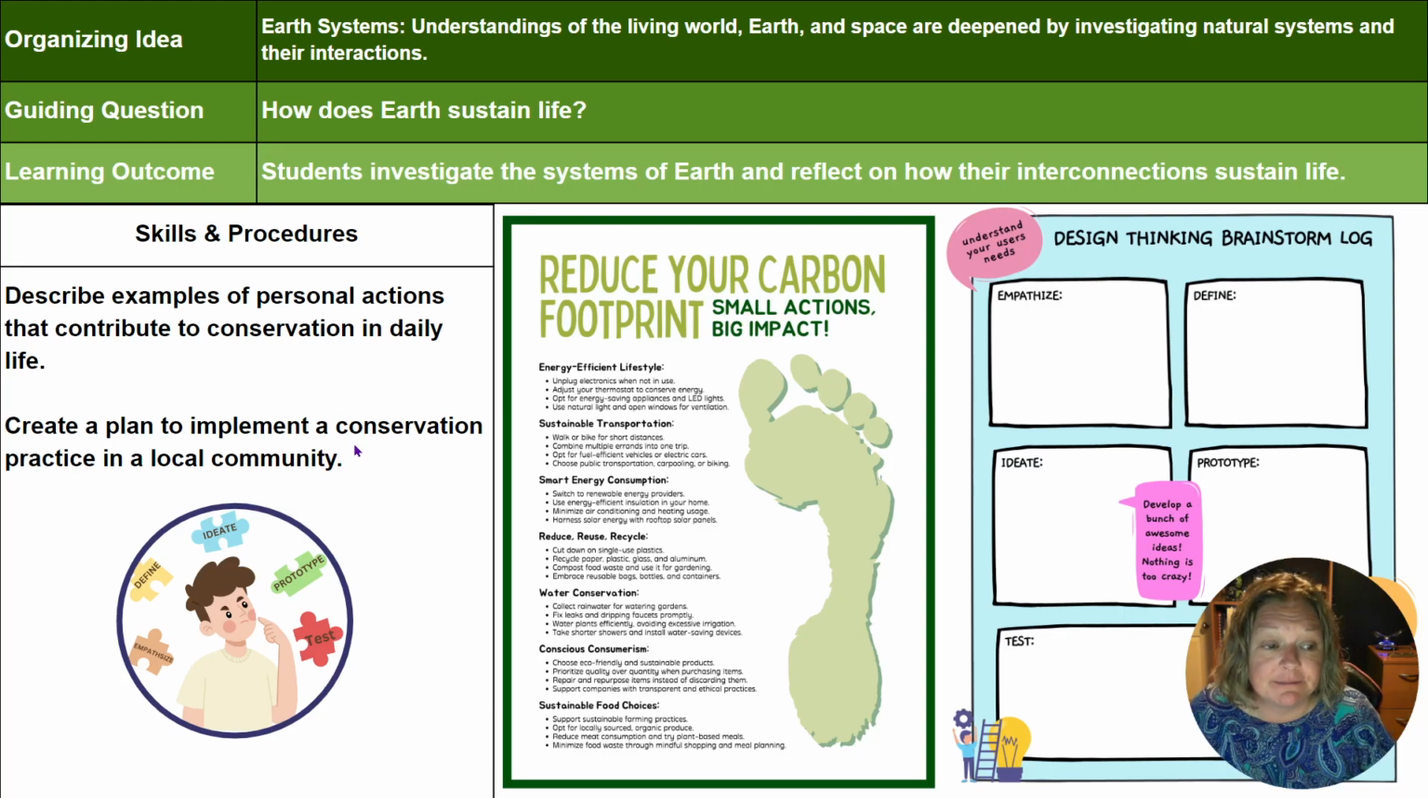Asking students to create a plan to implement a conservation practice in a local community. This could be a really big fun project for your class that's going to, again, incorporate in that artifact piece, the computer sciences. So coming up with a plan for this activity would qualify as an artifact in my mind.